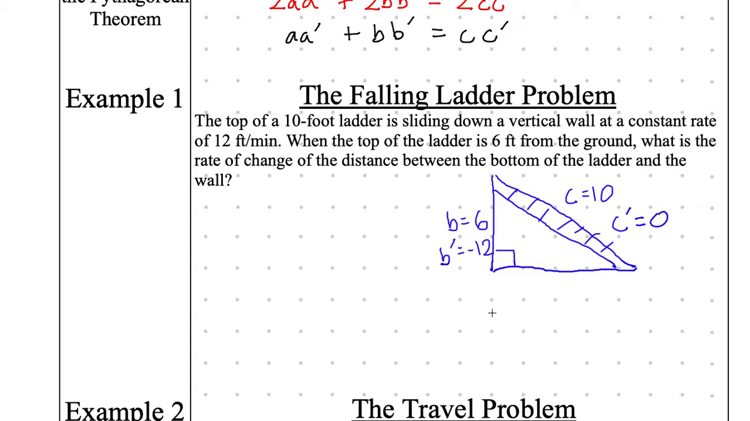We do have the fact that it's a right triangle. It doesn't really say that in the problem, but you should assume that it's a right triangle because it's this type of problem. So if it's a right triangle, then we can figure out what A is.